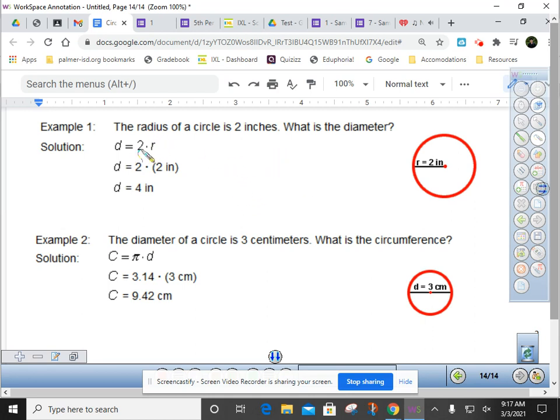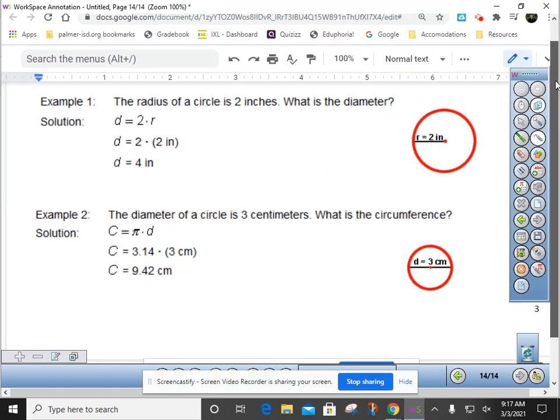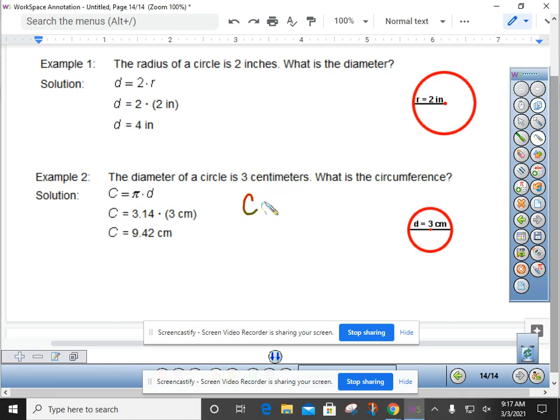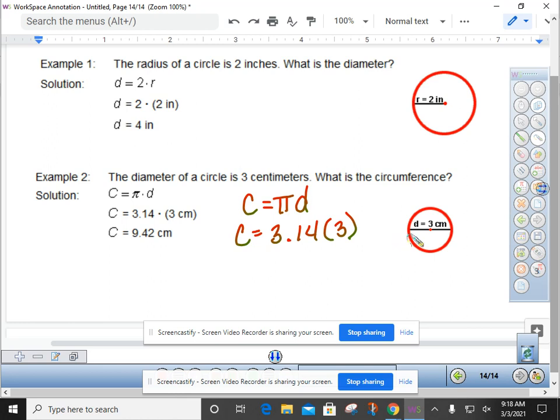All right, so they wrote it for you here. 2 times the radius, 2 times 2 is 4. The diameter of a circle is 3 centimeters. What is the circumference? They tell you it's 9.42. We are going to write it down anyway. The formula, when given the diameter, is C equals pi times the diameter. And what do we use for pi? 3.14. The diameter is 3. Okay, got it? And that equals what? 9.42.